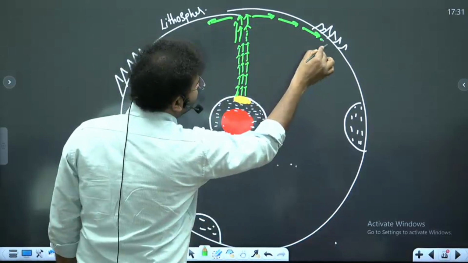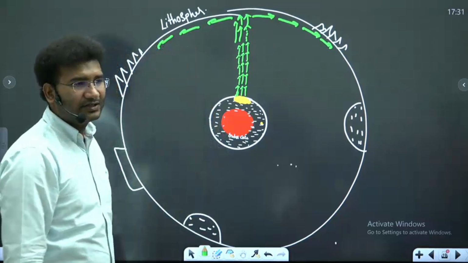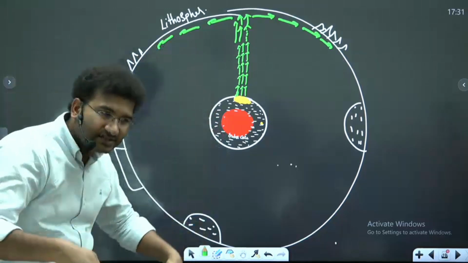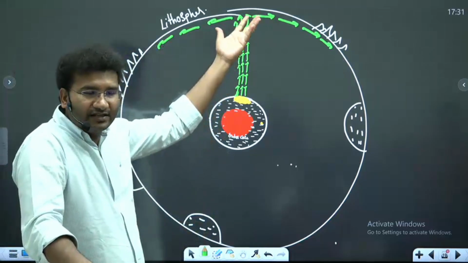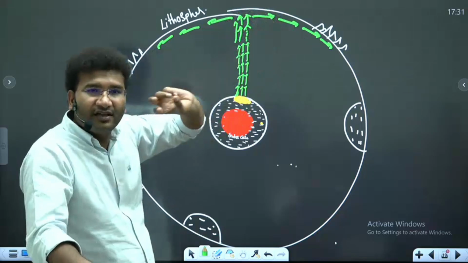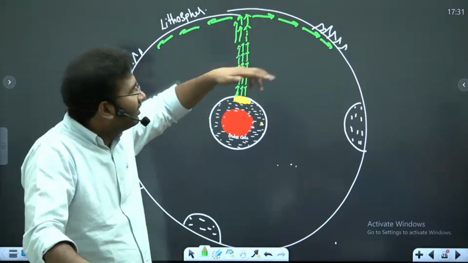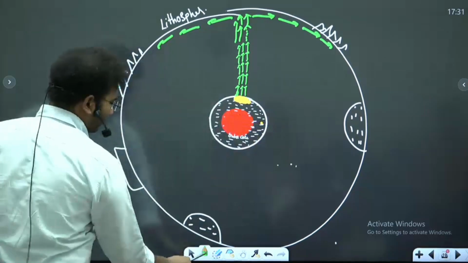Now it diverges and it cools down, and then what does it do? It will start to sink back. Because hot materials will rise and cool materials, by the time they have reached this surface, their density might have reduced, and then it will start to sink. The sinking happens like this.